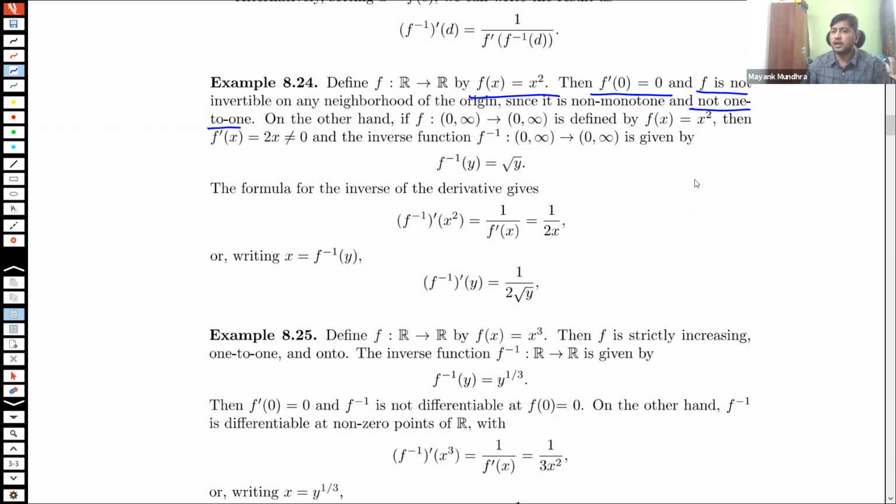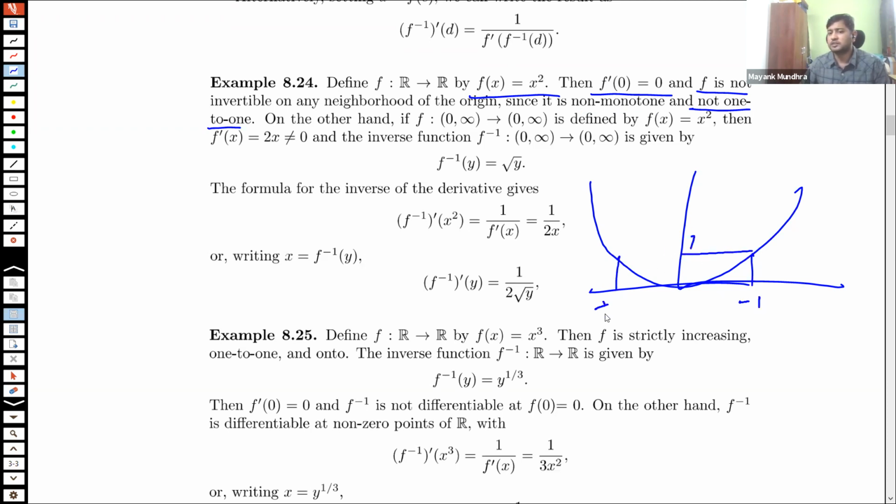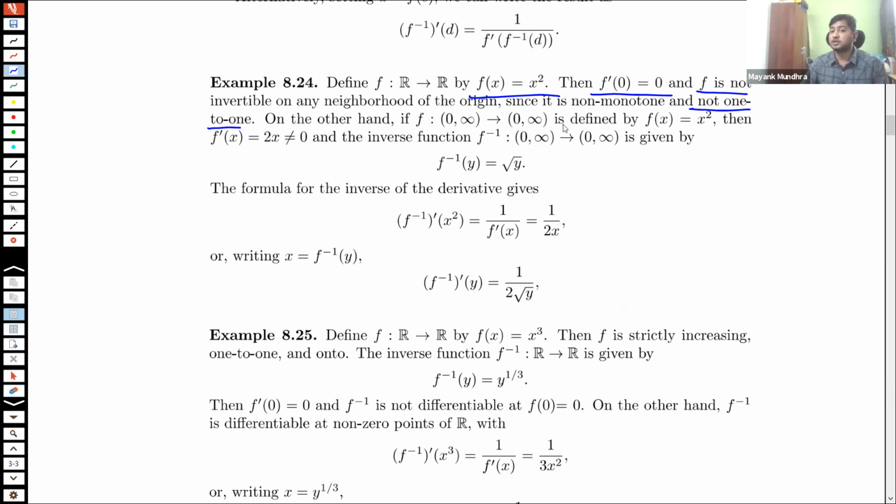So x square looks like this, right? So x square is not a one-to-one function. For two values of x, let's say for -1 you get a value 1, and for +1 you get a value 1. So it's not one-to-one. So you cannot apply the inverse function theorem on functions which are not one-to-one. So inverse has to exist.